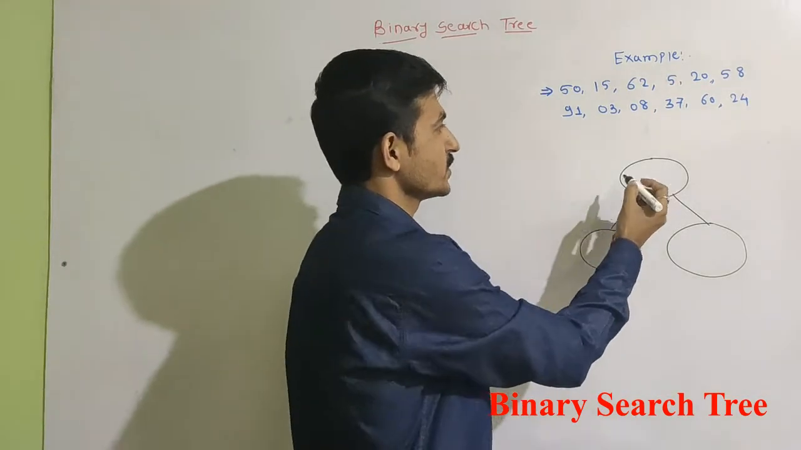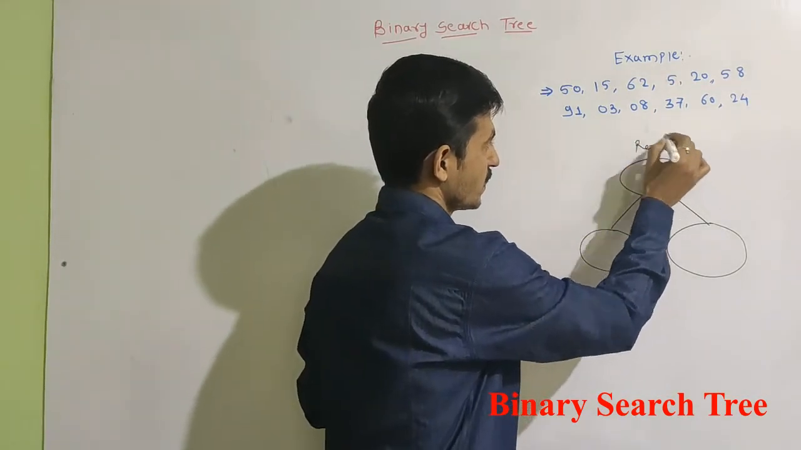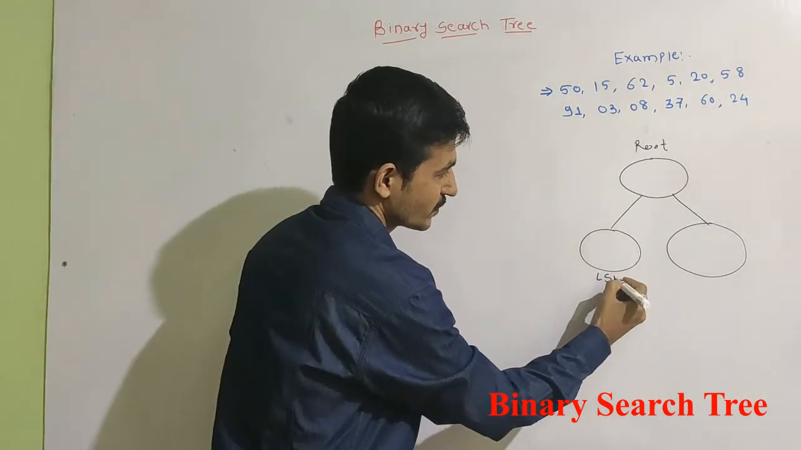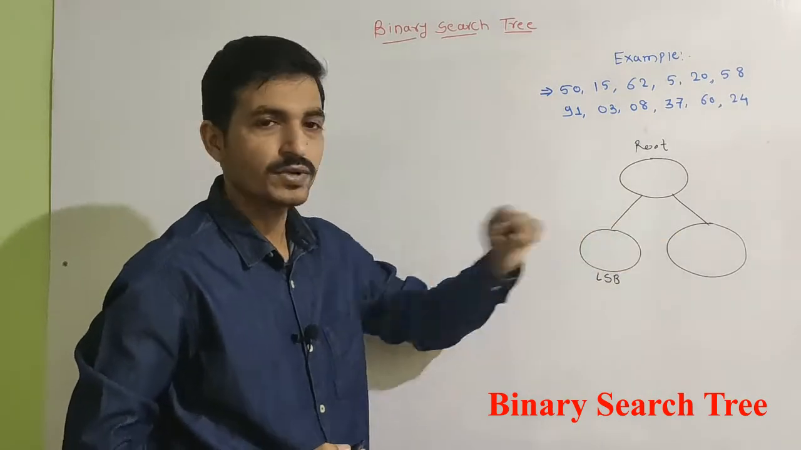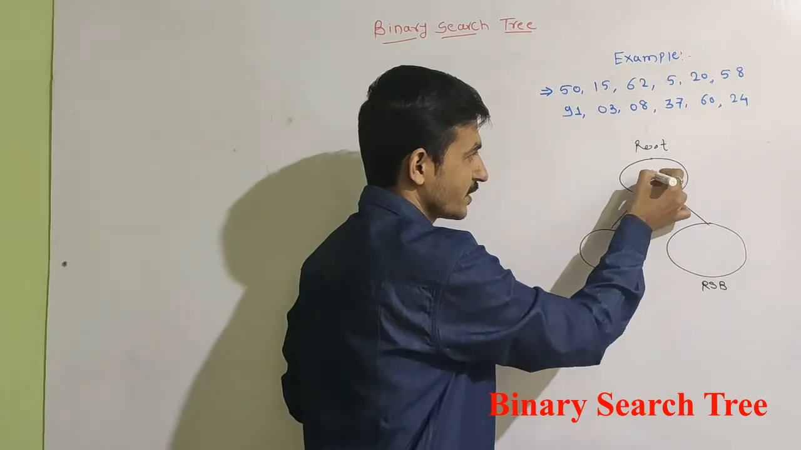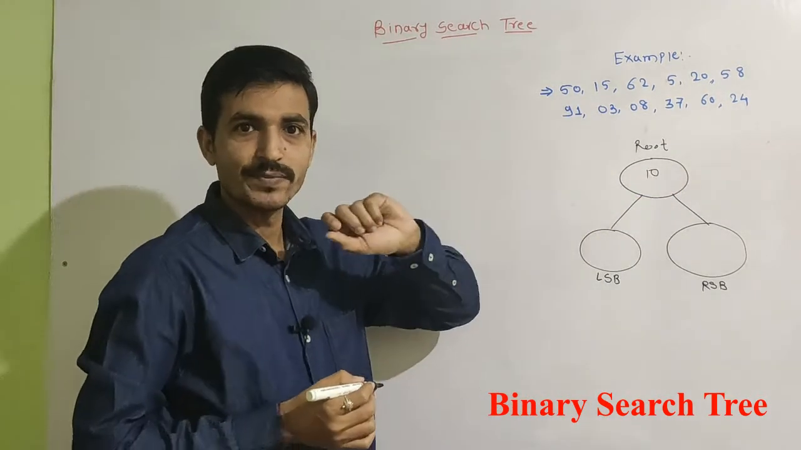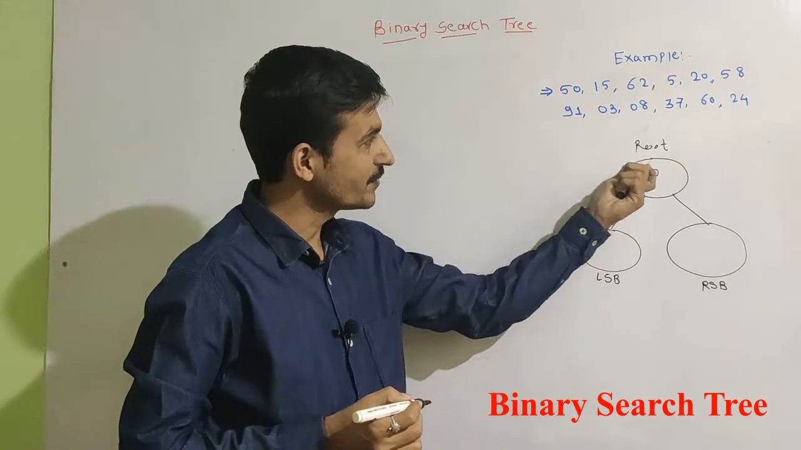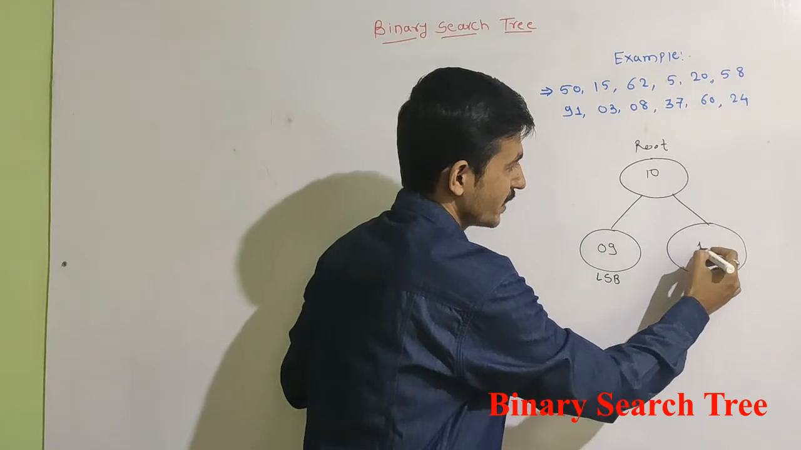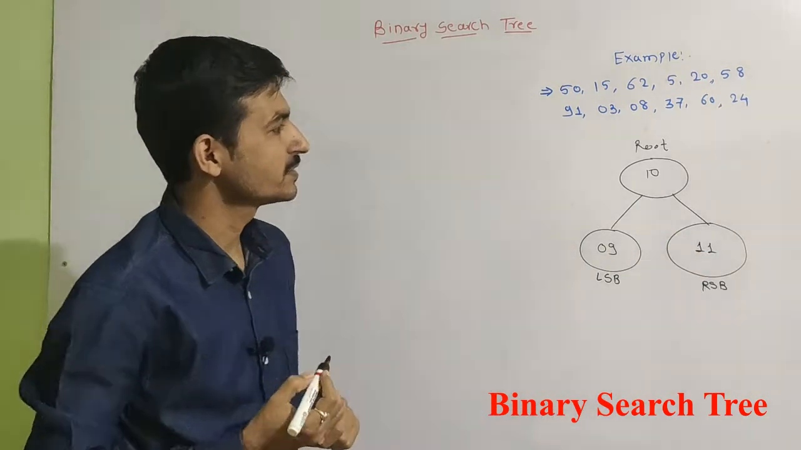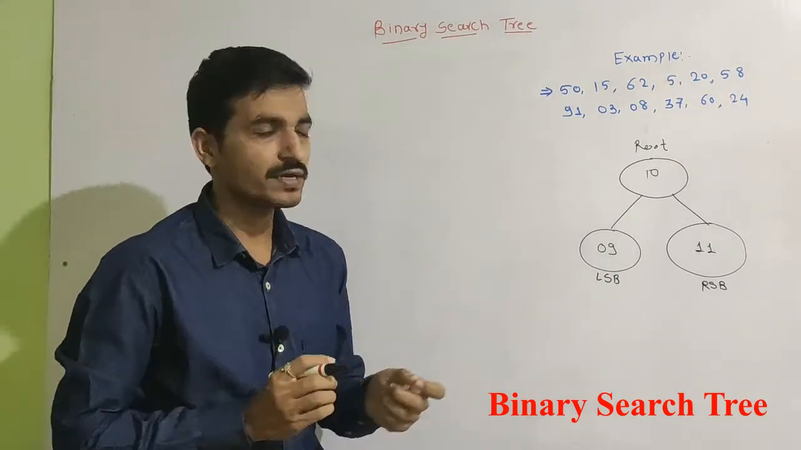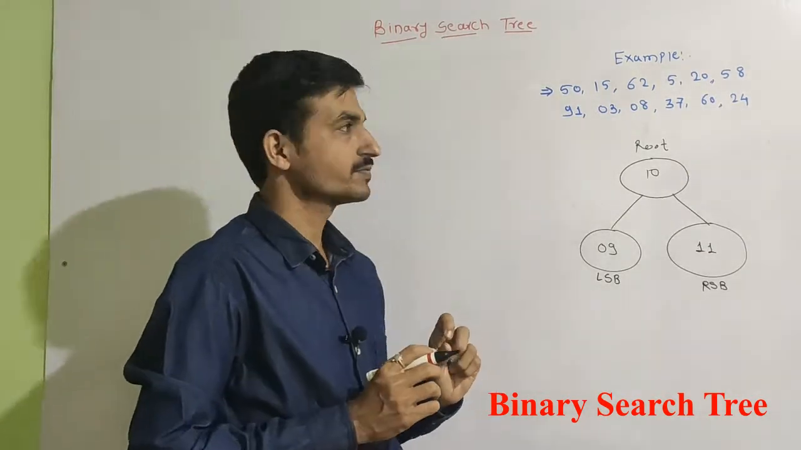That means suppose this is the root. Any value which is less than the root will lie in the left sub branch, and anything which is greater than the root will lie in the right sub branch. Here if I write 10, then anything which is less than 10 will be in the left sub branch, and anything which is greater than 10 will be in the right sub branch. So here I write 9 and here I write 11. So this is a binary search tree. Now we'll solve an example so that you understand how the binary search tree is constructed.